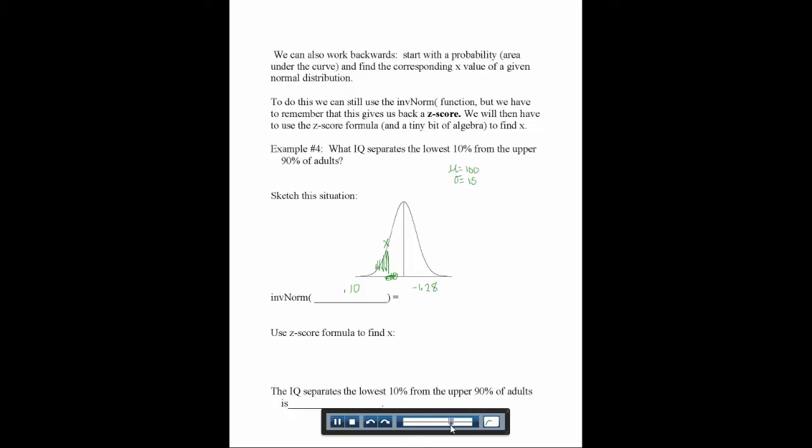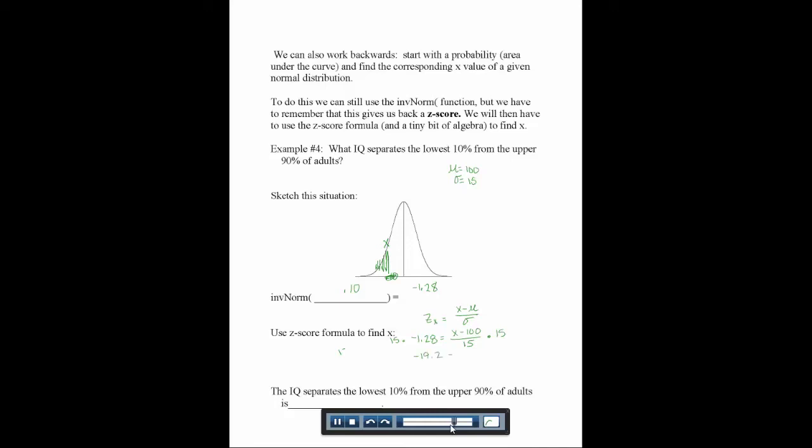So remember the z-score formula. Z of x is equal to x minus the mean over the standard deviation. So we can plug in three things: the z-score, negative 1.28, the mean, which is 100, and the standard deviation, which is 15. Now we do a little bit of algebra to solve for x. We're going to multiply both sides by 15. So we have 15 times negative 1.28, which gives us negative 19.2.